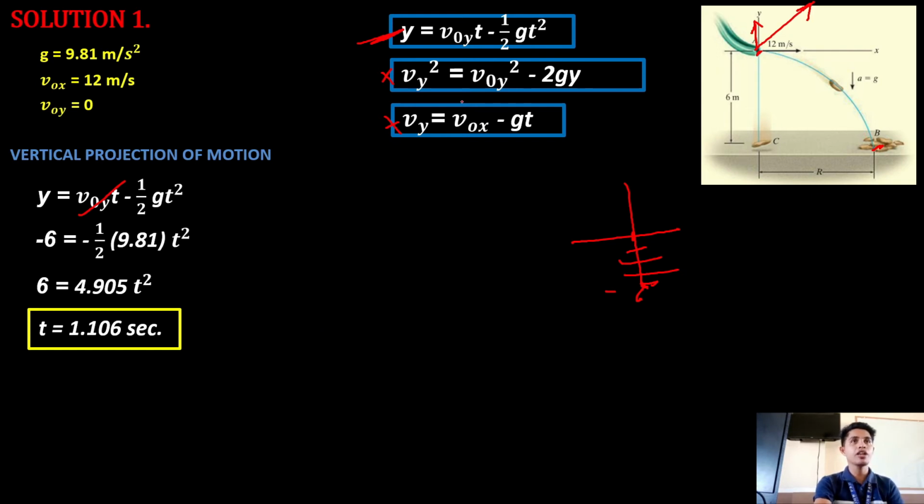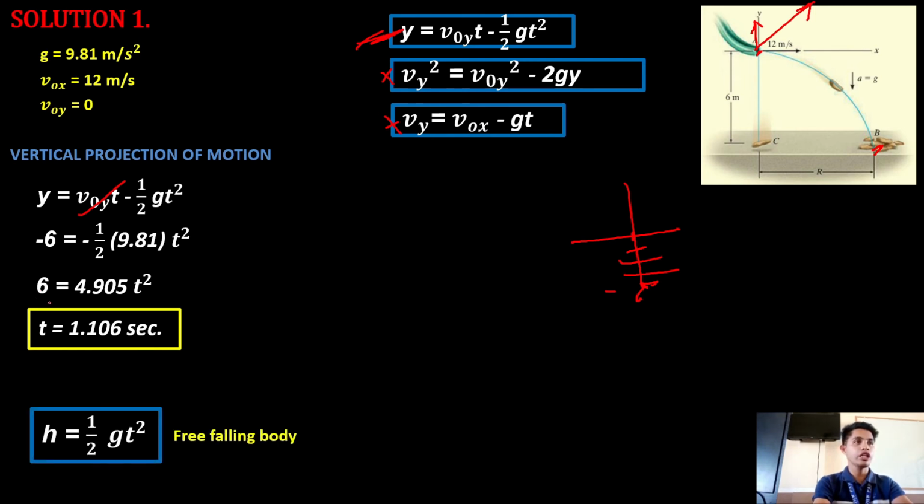Pipili lang kayo ng mas madaling formula para makompute natin yung unknowns. Since dito, pwede rin naman ito, pero matrabaho pa, kokompute-in ninyo muna yung final velocity. So ito na tayo, mas madali. Then kokompute-in natin yung R. Meron na tayong time, so along na tayo sa horizontal projection. So ito pala yung formula.